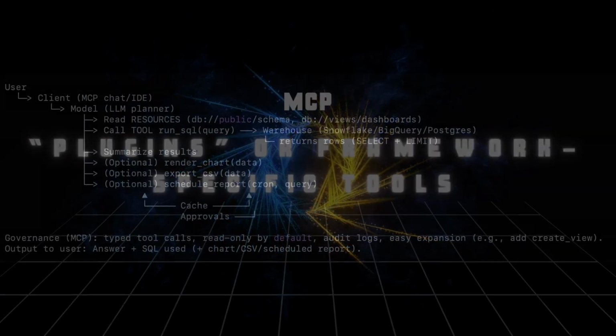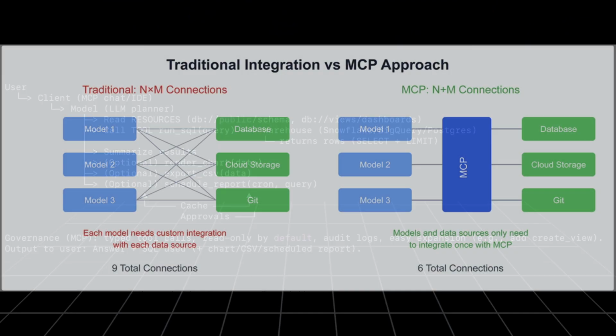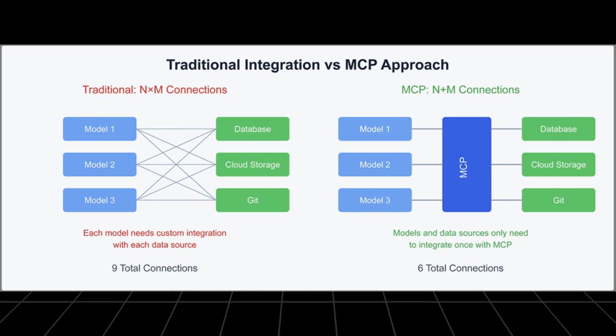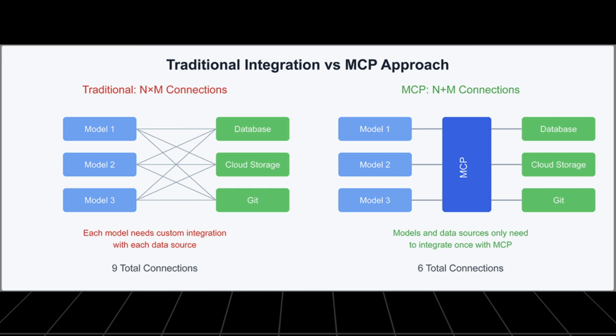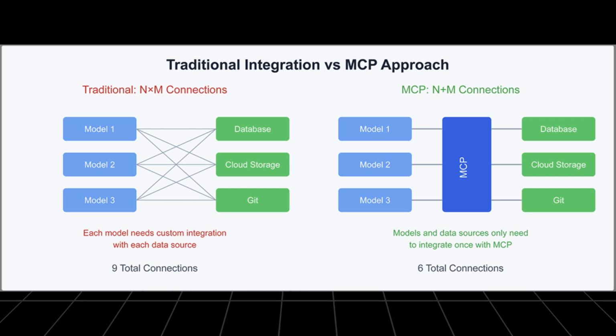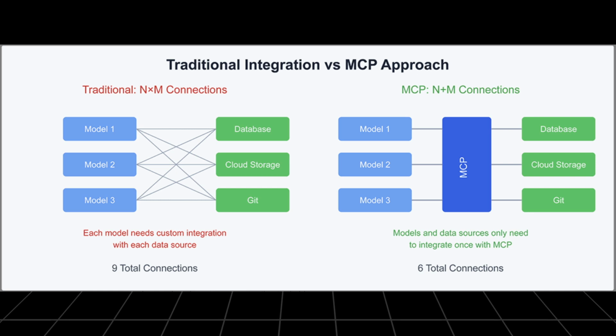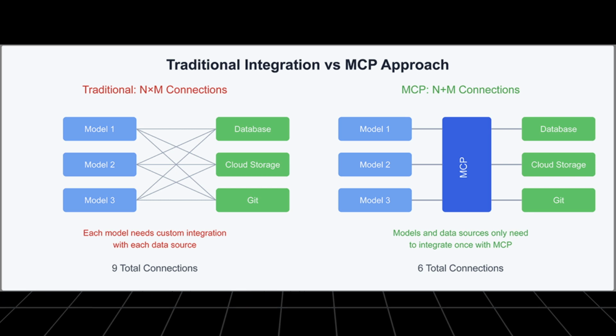This pattern scales, so swap in Snowflake or BigQuery, plug in caching or approval, or add tools like export CSV and schedule report. MCP's split between resources, read-only facts, and tools, which control actions, gives you auditable safety by default while still delivering fast self-serve BI answers to your team.